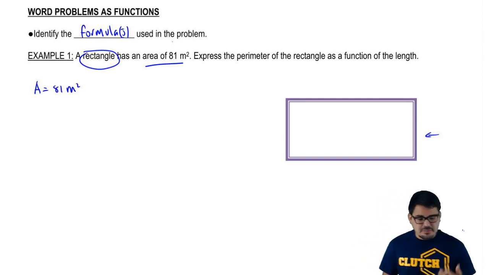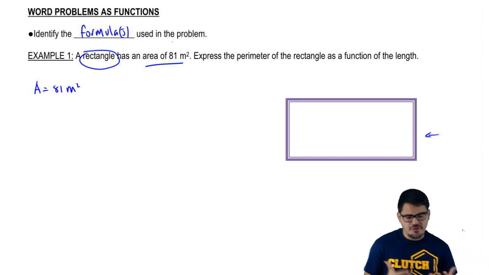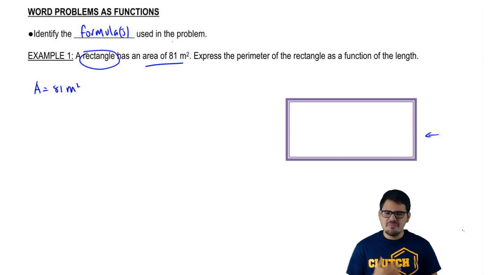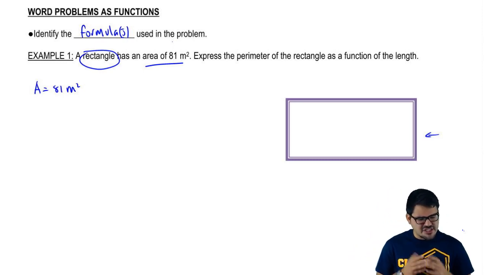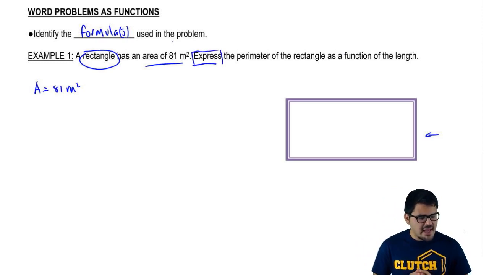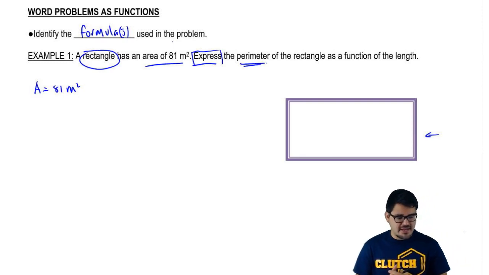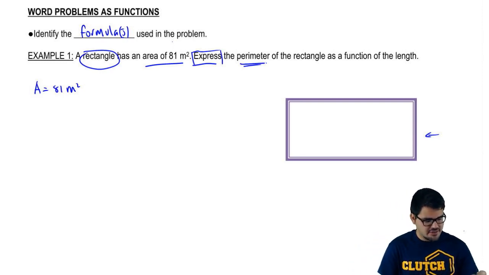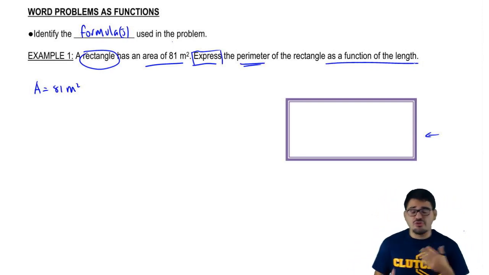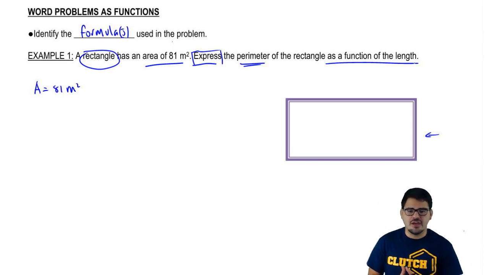So they want to express the perimeter of the rectangle as a function of the length. We're going to read that one more time to see if it makes any better sense, right? So they're asking us to express something, okay? We need to express the perimeter of the rectangle as a function of the length. So somehow we need to have an equation or a formula for the perimeter as a function of the length, right?